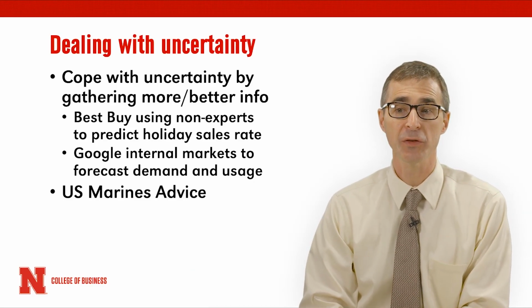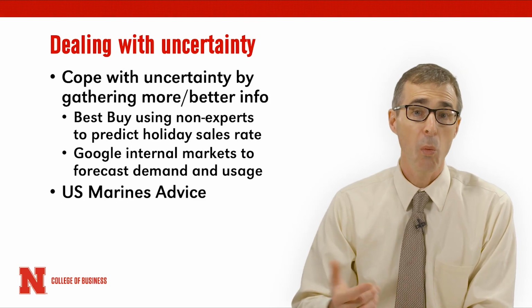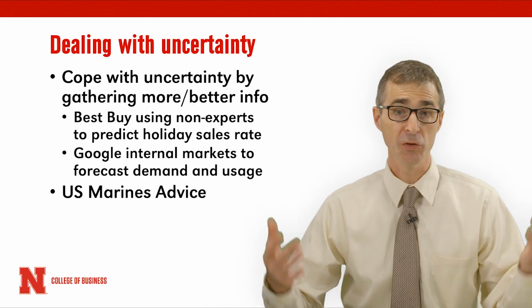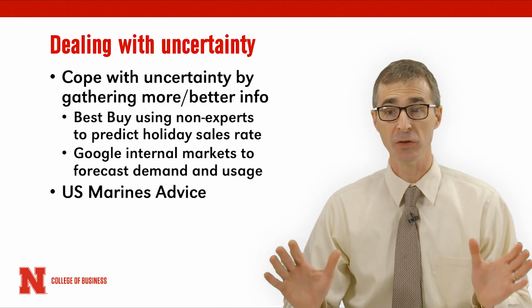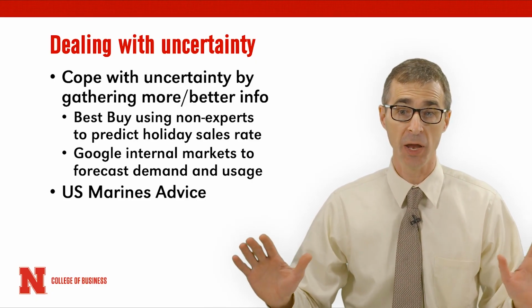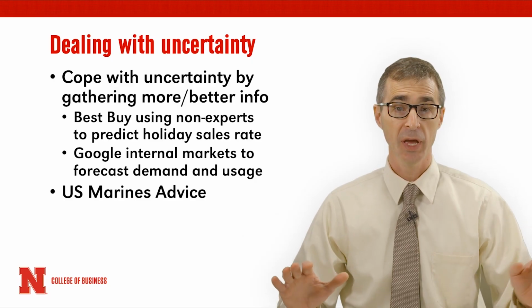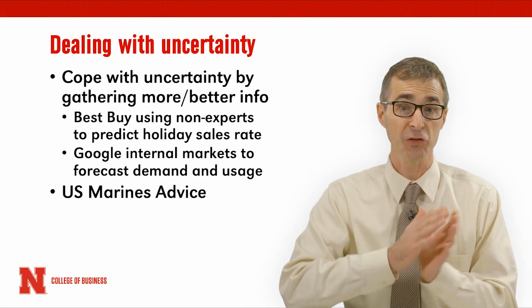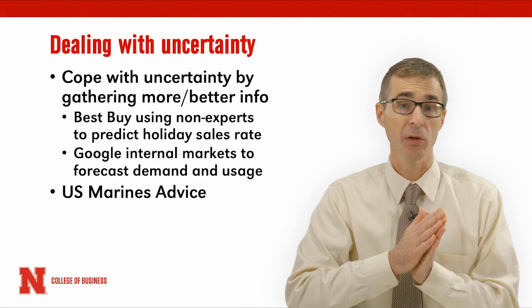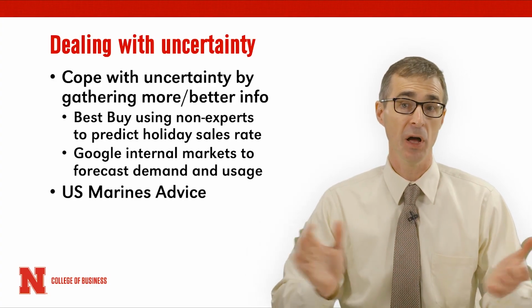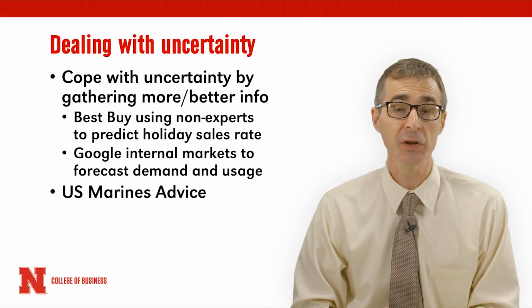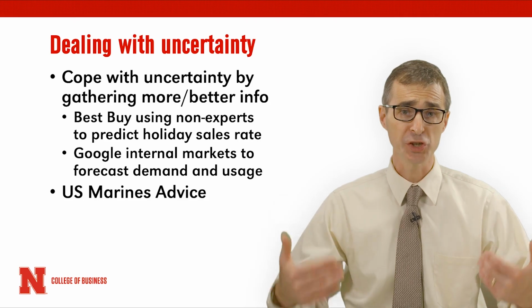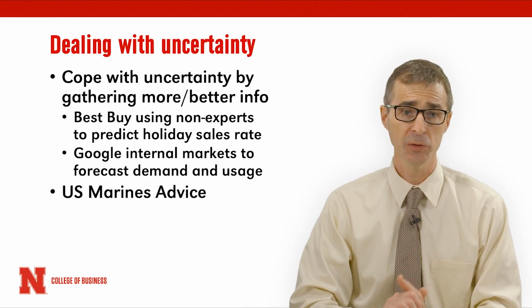Now, uncertainty is unavoidable, so what do we do? Well, we can cope with uncertainty in decision making, one, by gathering more information. So how do we gather better information? Firms do this in many different ways. Best Buy uses a very dispersed set of non-experts to predict future variables and uses those dispersed predictions to model possible future outcomes, including holiday sales rates. Google has internal prediction markets that generate demand forecasts for Google.